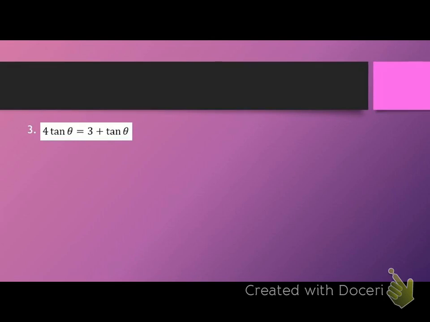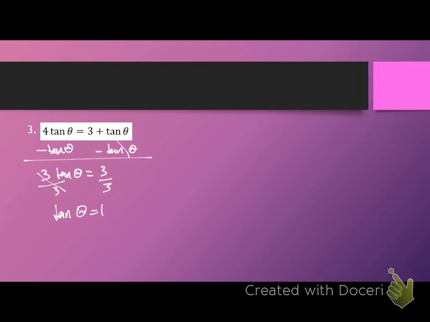All right? Next one. Looks like this. Now, trig functions are just like variables. You can combine them. You can subtract them from other sides. As long as you have like terms, you can combine like terms. So here, I'm going to subtract tangent theta from both sides, which does get me into a like term. 4 tangent theta minus tangent theta is 3 tangent theta, which is going to be equal to 3. Let me divide both sides by 3. So tangent theta is going to be equal to 1.